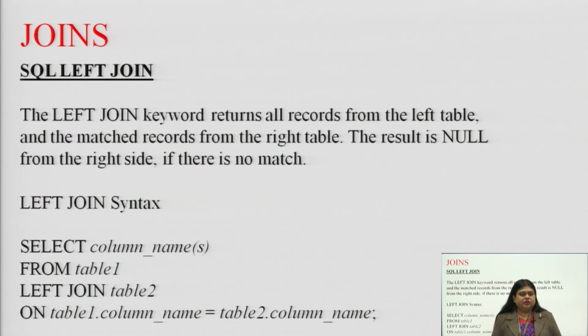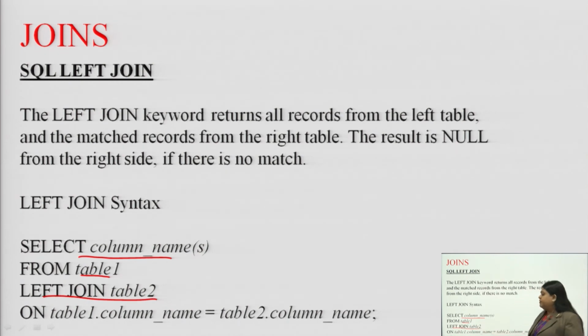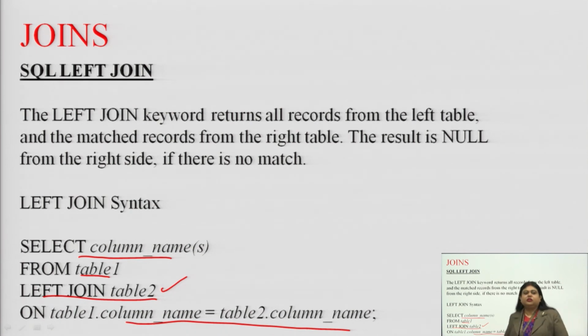Moving to the next one, we have the left join. For the left join, this is the syntax. It tells you that the left join keyword returns all records from the left table and the matching records from the right table. So, the syntax is select column name from table, and you just specify left join table 2, and then we go for finding the equivalence between the two column names.